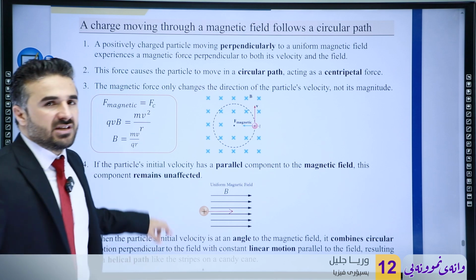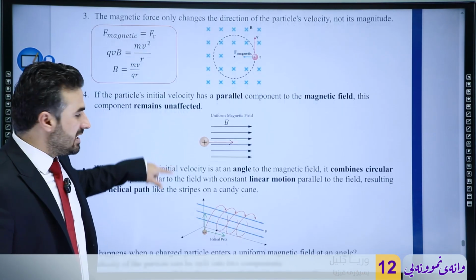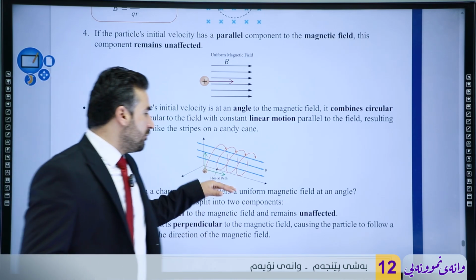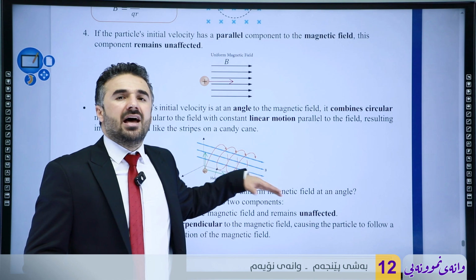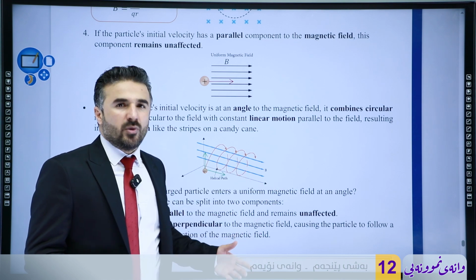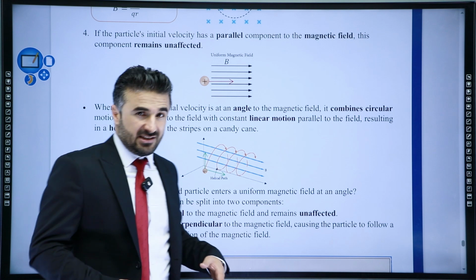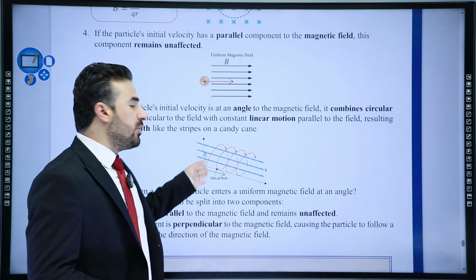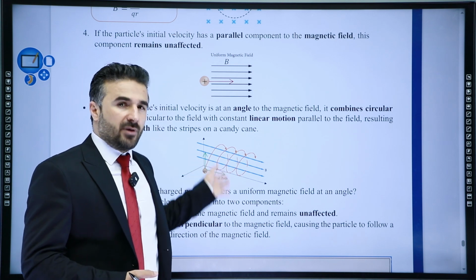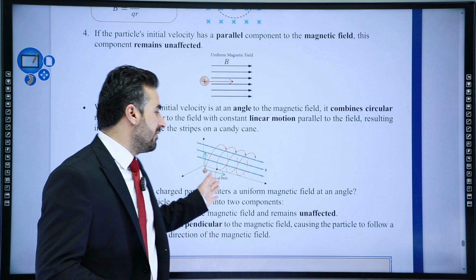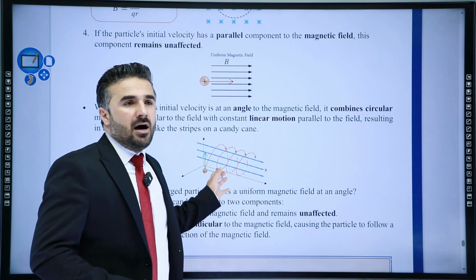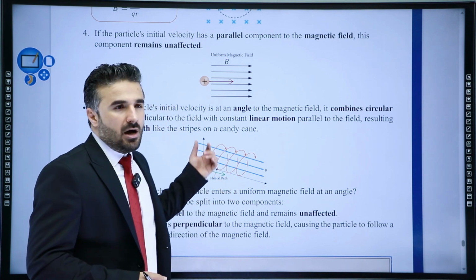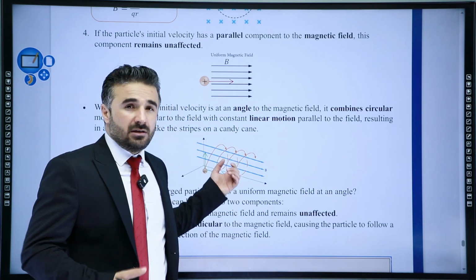But what happens if it moves into a magnetic field at an angle? We said if it moves at an angle, this velocity will be divided into two components. One component is parallel to the magnetic field, which will not affect the motion of the charged particle, so the particle will continue along a horizontal line for that component. But then we have another component, which is perpendicular to the magnetic field. This perpendicular component causes a circular motion. So we have a parallel component and a perpendicular component.